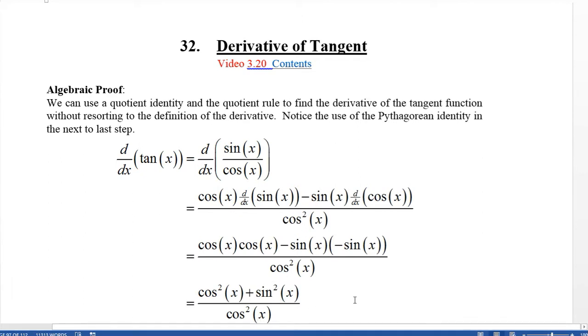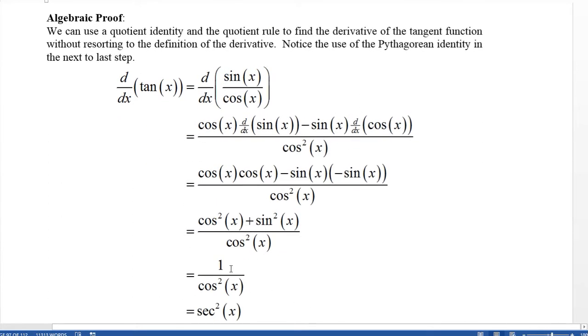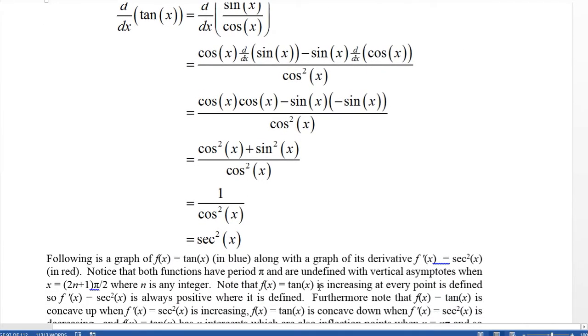Do you see anything else you can do? Well, hopefully you remember the basic Pythagorean identity that cosine squared of x plus sine squared of x is really just 1. Another way to write 1 over cosine squared of x is 1 over cosine of x quantity squared, which is secant of x quantity squared, which we could write as secant squared of x. So we just proved that the derivative of tangent of x is secant squared of x.